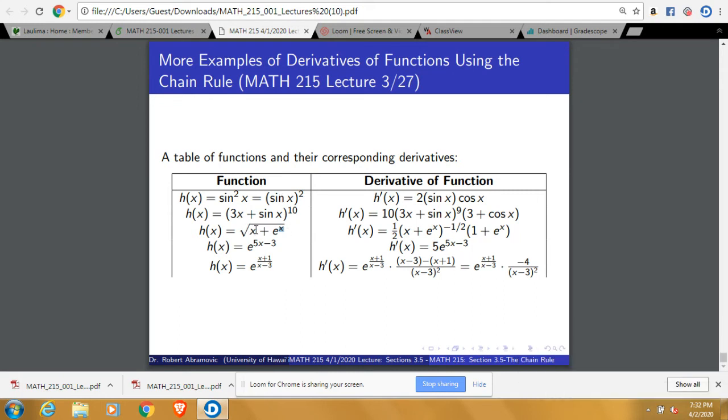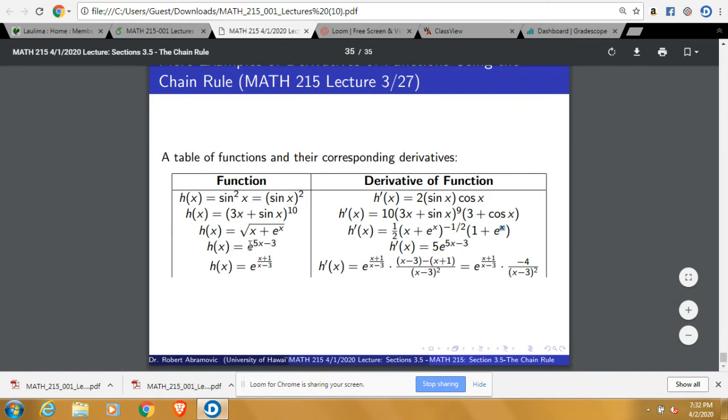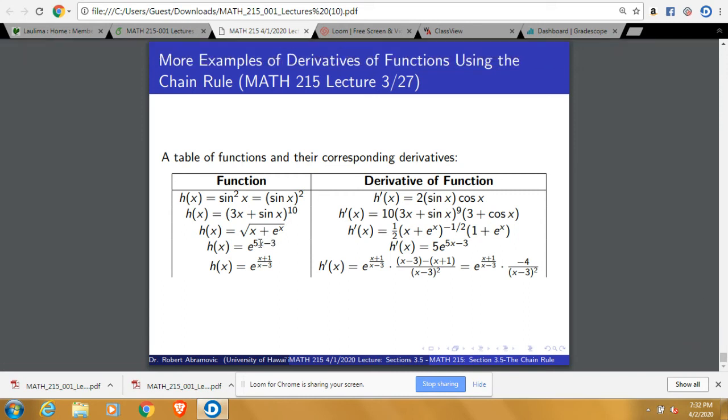Derivative of the square root of x plus e to the x, that is 1/2 times x plus e to the x to the minus 1/2 power times the derivative of the inside function. Derivative of x plus e to the x is 1 plus e to the x. Here, the outside function is e to the x. Inside function is 5x minus 3. Derivative of 5x minus 3, or any constant times x plus a constant, is just that constant. Derivative of a function whose graph is a line is going to be the slope of that line. That is the coefficient of x. So here we're going to get h prime of x is going to be 5 times e to the 5x minus 3.